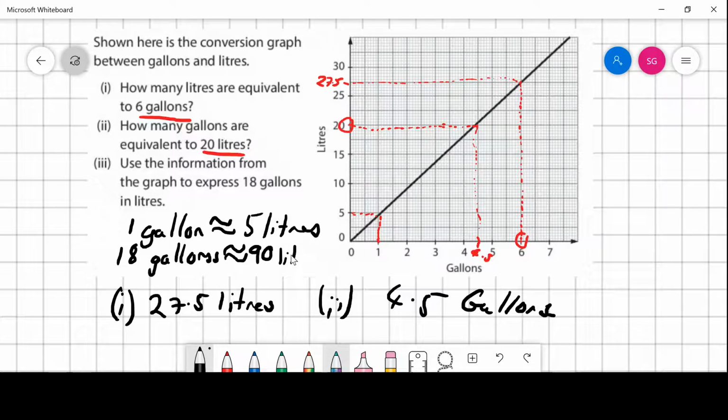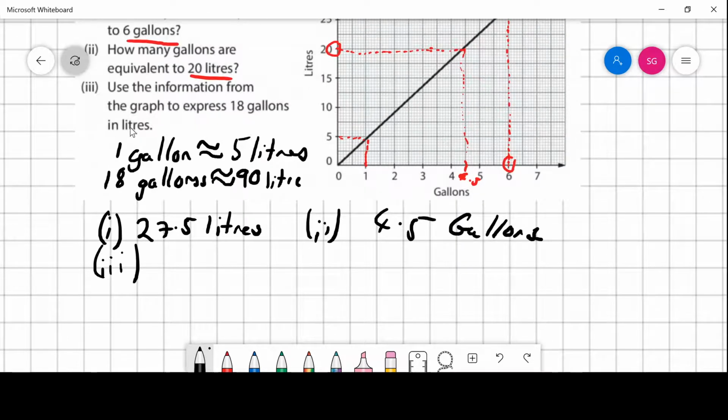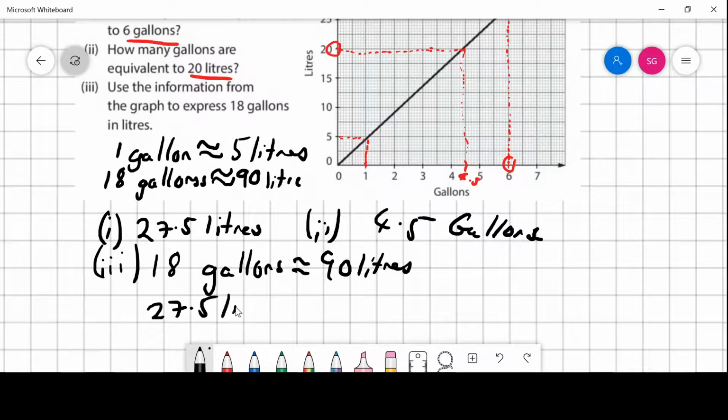Now, it's probably not going to be exactly that. You'll notice, wait a second, when we were going from 6 gallons, it became 27.5 litres. So what we could do is we could take our information from question 1. So this is going to be a little bit inaccurate. So we can either do this here and say 18 gallons approximately equals 90 litres, or we could be a little bit more precise and go, wait a second, 27.5 litres equals 6 gallons.